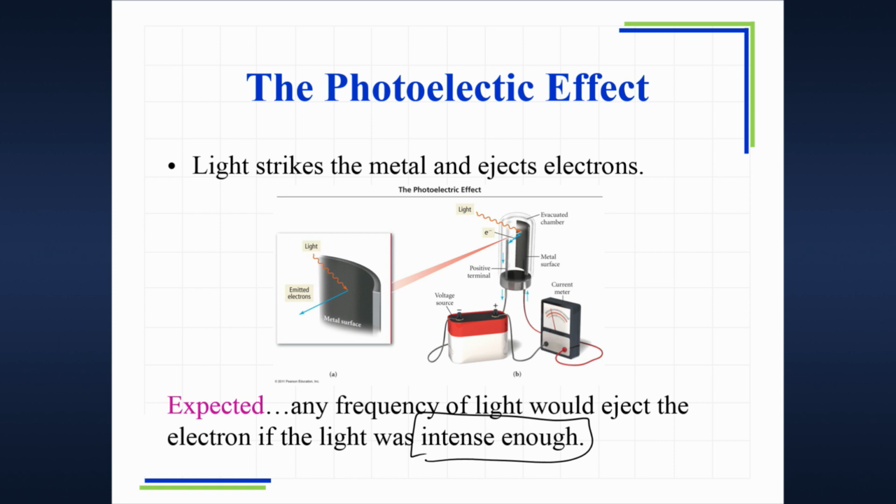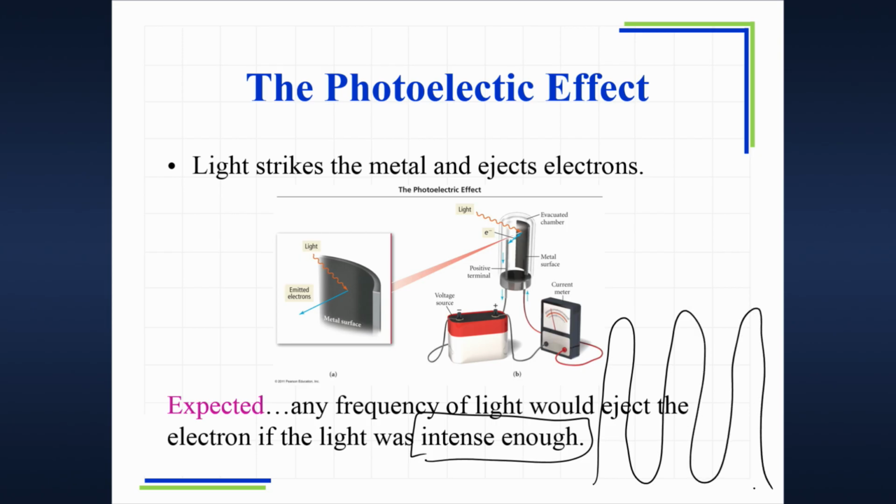What is intensity associated with? Well, intensity is associated with amplitude, okay? And we know the higher the amplitude, the more energy it carries. So if we have really, really intense light, it carries a lot of energy, and you would expect a lot of energy could kick off that electron. And that is not what they found, okay?